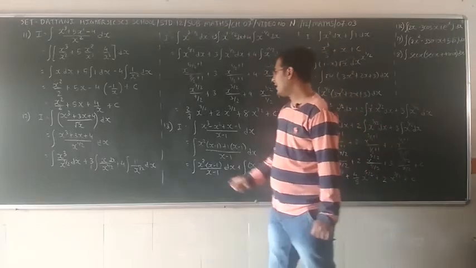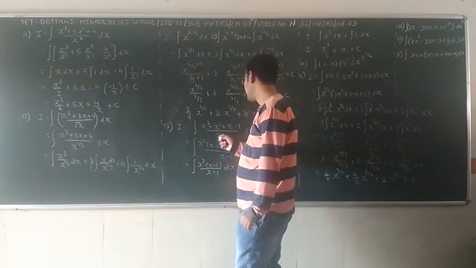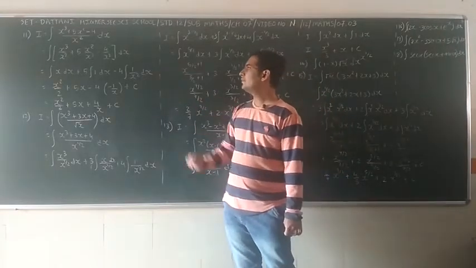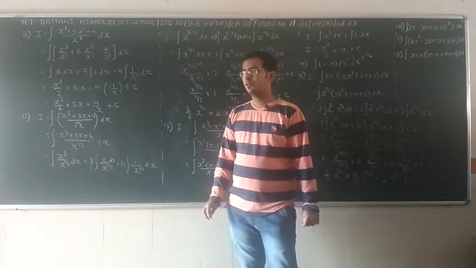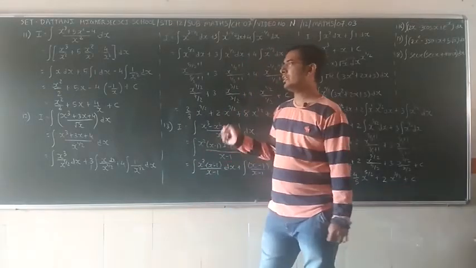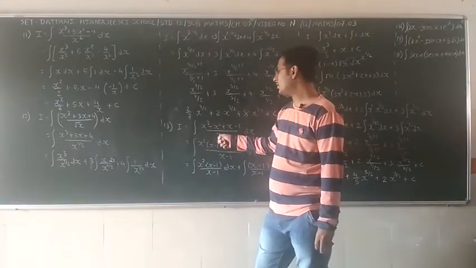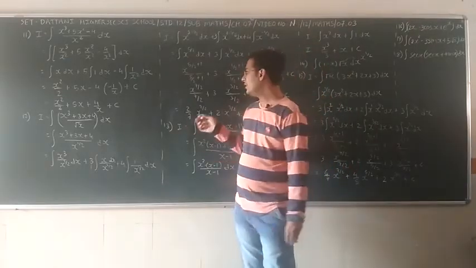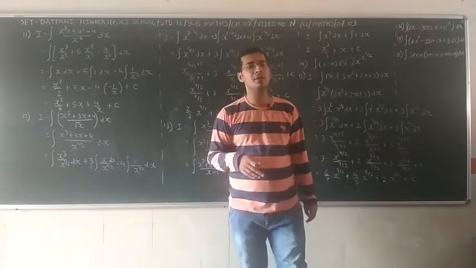Next one: x cube minus x square plus x minus 1 upon x minus 1. There is a linear expression in the denominator, so we don't have a formula like this to perform. Okay, so there's no need to separate each term, like x cube upon x minus 1.